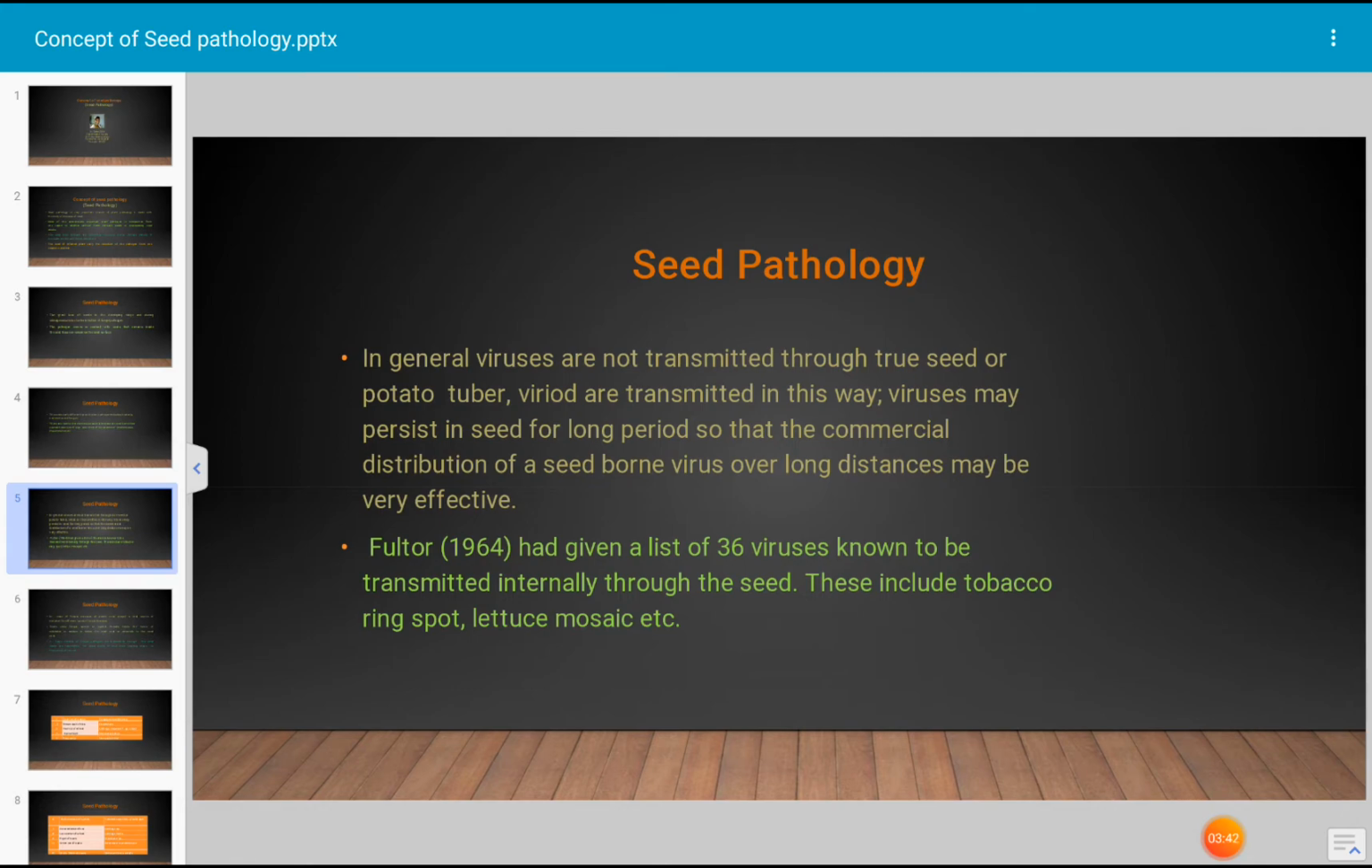One of the seed pathologists, Falter, in 1964, gave a list of viral diseases which are transmitted through the seeds. These include tobacco ring spot disease and lettuce mosaic disease. These are diseases of plants caused by viruses that are transported through the seeds.